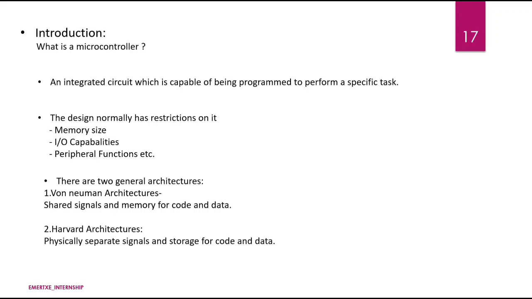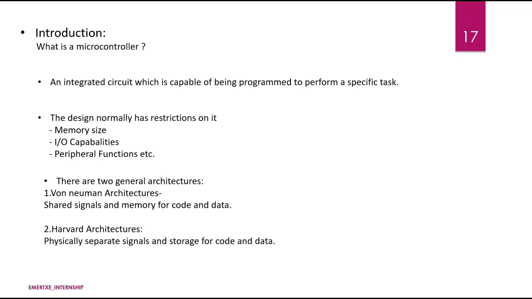So there are two general architectures. First, it's von Neumann architecture. It basically shares signals and memory for code and data. And then we have the second, Harvard architecture. It physically separates signals and storage for code and data.